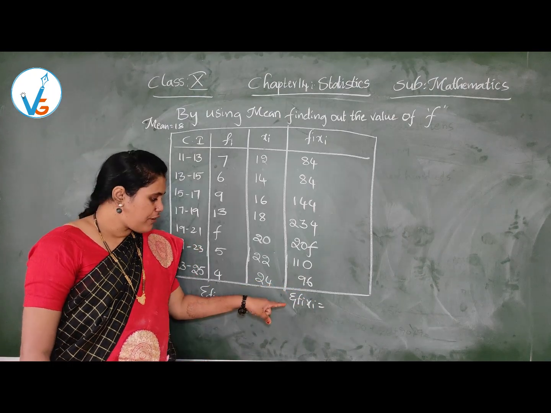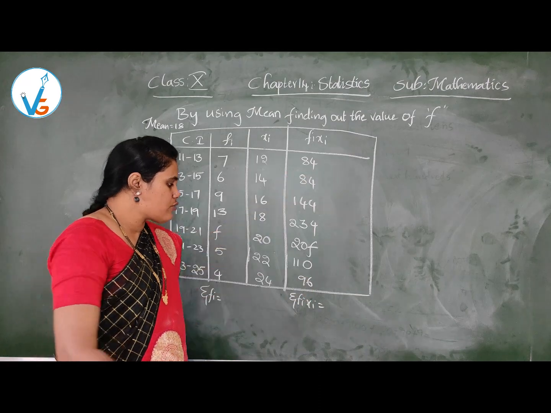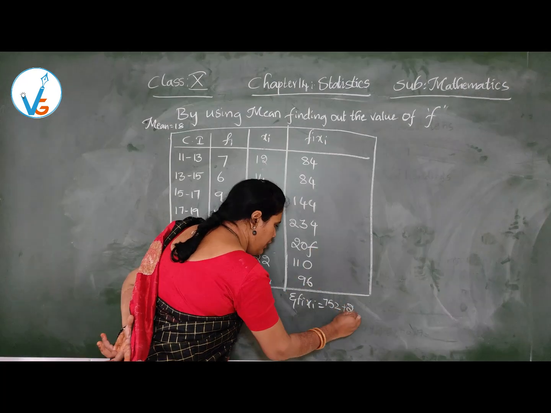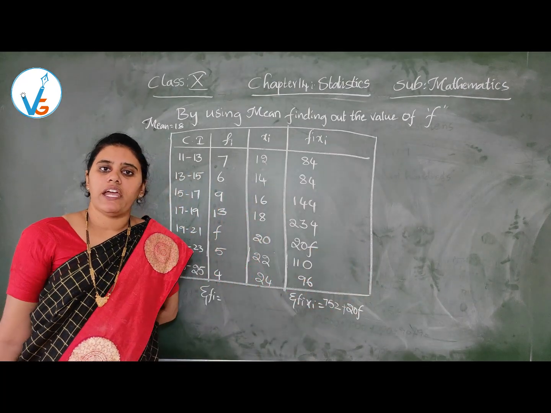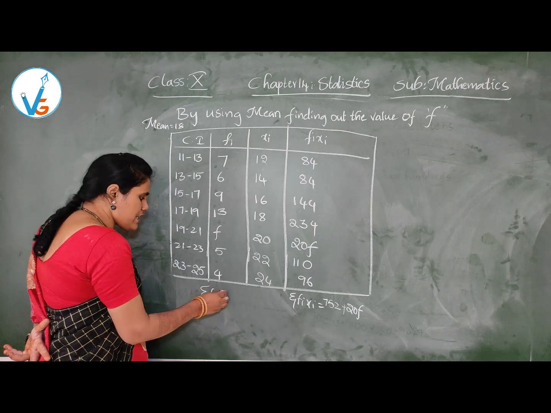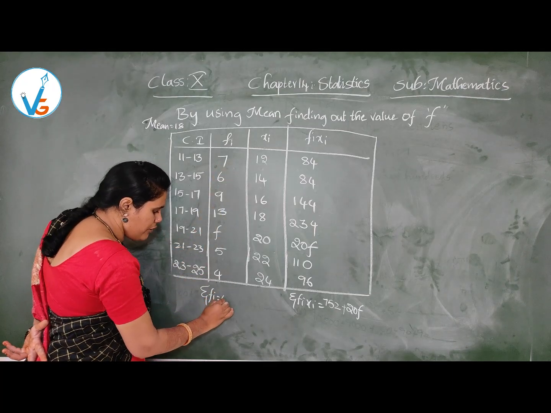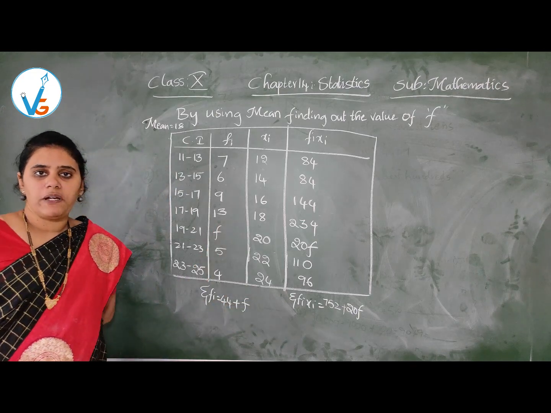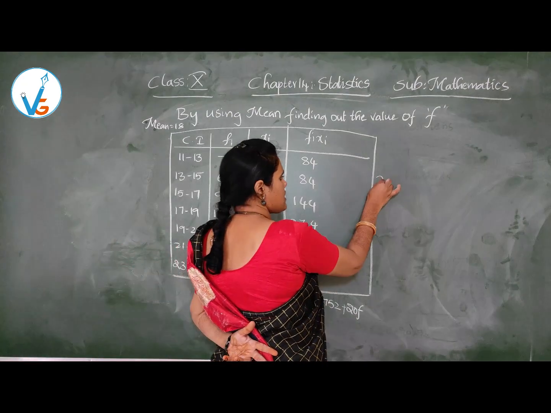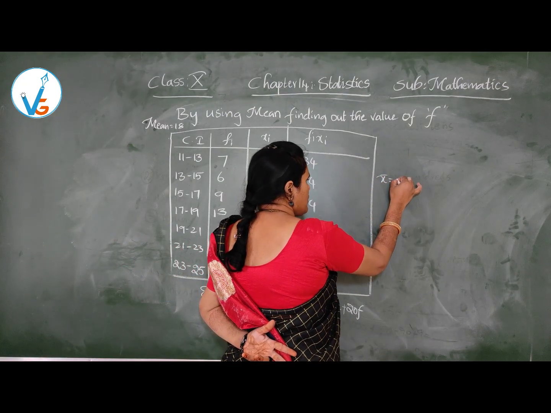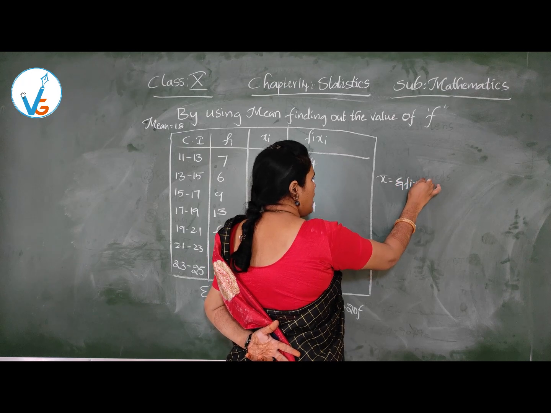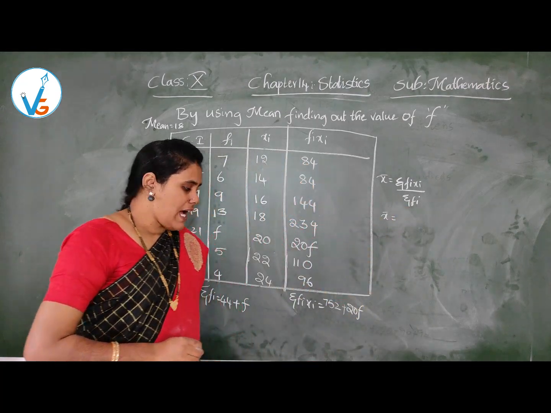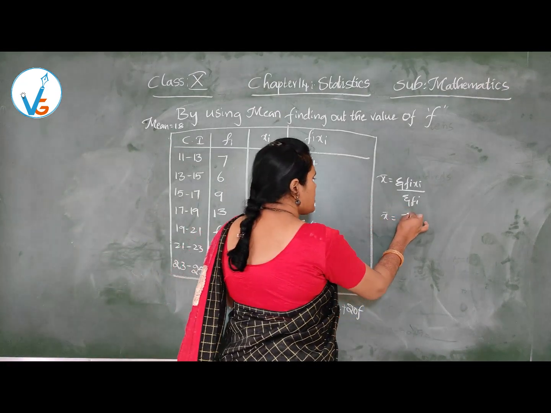Next what we have to do, we have to find out sigma Fi xi. If we add all these values, we will get 752 plus 20f. The number associated with f, you have to write it separately. Next here if we add all these values, we will get 44 plus again here f is there. So here 44 plus f. Then what is the formula for mean? X bar is equal to sigma Fi xi by sigma Fi. So here x bar is equal to, we will write it as sigma Fi xi is how much?